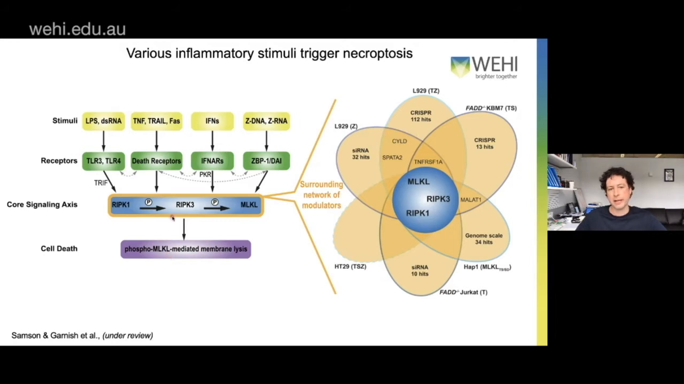The other point that I want to make is that RIPK3 and MLKL are the only obligate components of necroptosis. Every other part of the pathway in some way, shape or form can be dispensed with. And the other point that I want to make is that there's a surrounding network of modulators that finely tune the actions of the receptors and the flux of signaling along this core axis. And this is a thesis that a PhD student in the lab, Sarah Garnish, and I are trying to put forward in a review that we've submitted.